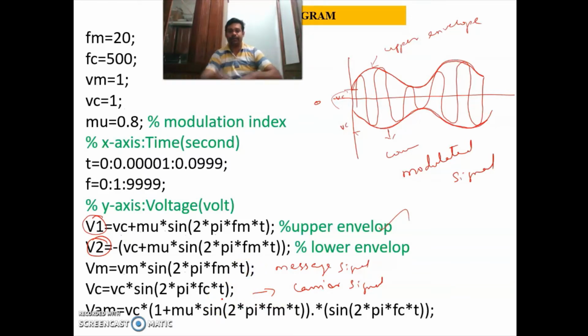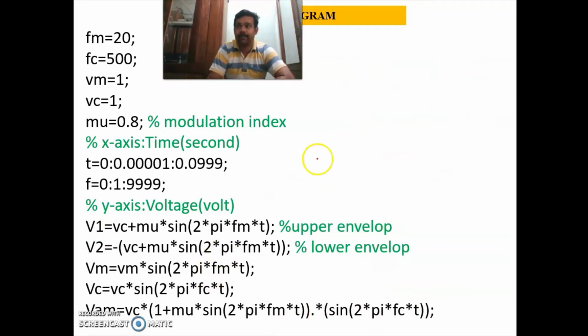Now we are going to define the amplitude modulated signal. The amplitude modulated signal VAM is equal to VC, the amplitude of the carrier wave, into 1 plus modulation index into sine 2 pi FM into T. Then you multiply that with the carrier signal, so here you are going for element by element multiplication.